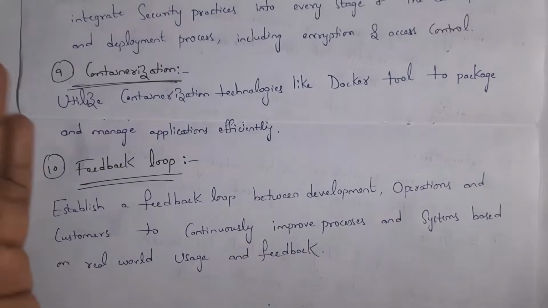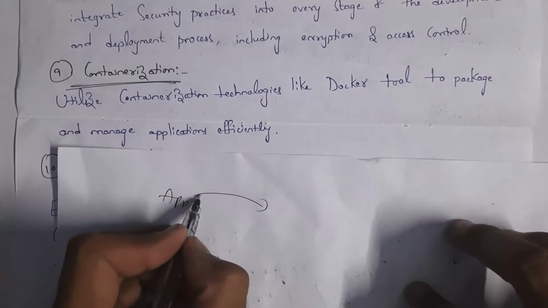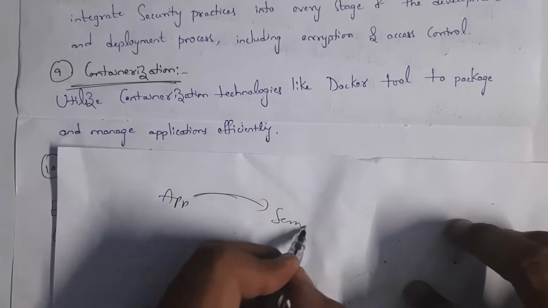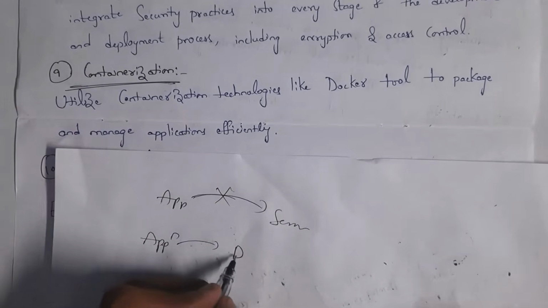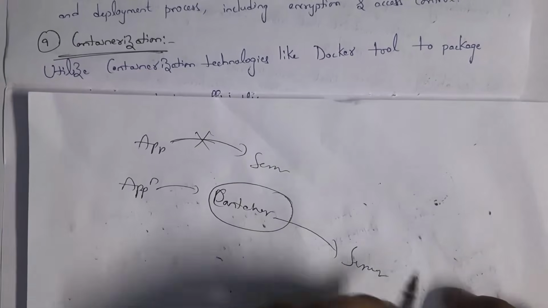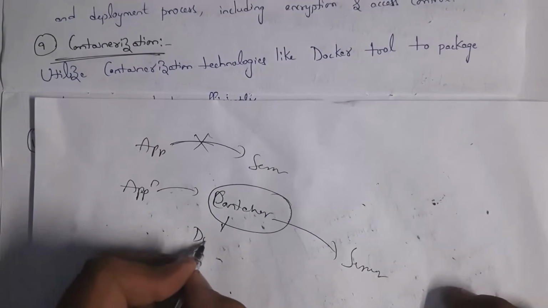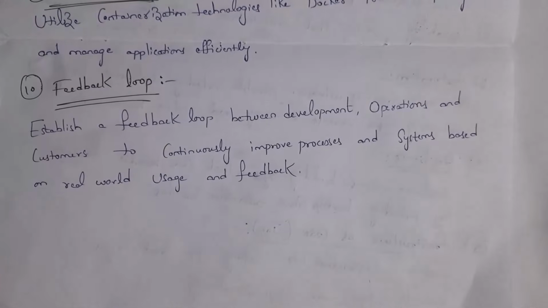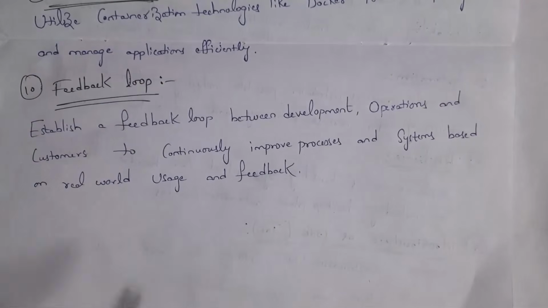Ninth one is containerization. Guys, whenever you develop any application, we will not place our application directly onto the server. Instead, we will place our application in a container and then we will place this container on the server. So in order to place the application in a container, we will use a tool like Docker. Tenth one is feedback loop. The development team, operations team as well as customers need to communicate with each other and take regular feedback so they can develop the application better.